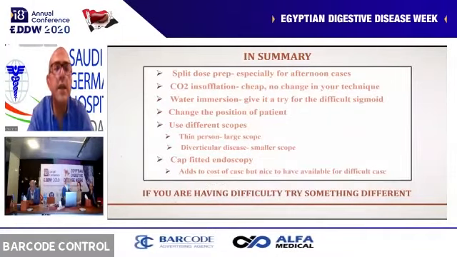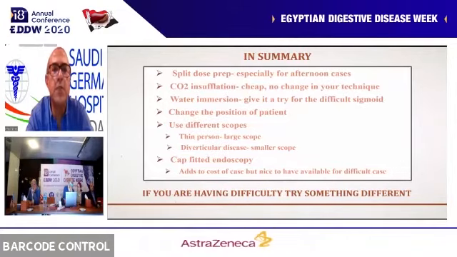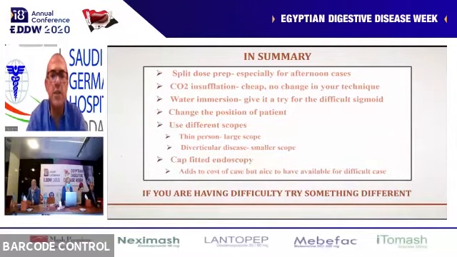So in summary, split dose preparation, especially for afternoon cases. CO2 insufflation is better. Water immersion, give it a try for a difficult sigmoid. Changing the position of the patient is important. Use different scopes in diverticular disease. Use a smaller scope, and cap-fitted endoscopy may help. If you are having difficulty, try something different.